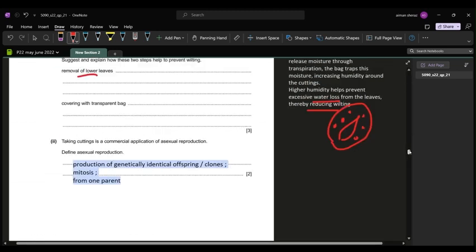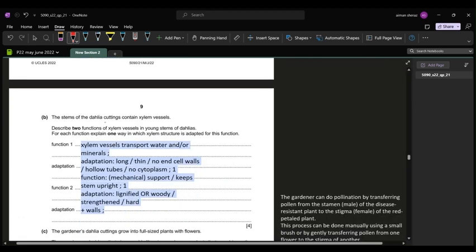Part 2. Taking cuttings is a commercial application of asexual reproduction. Define asexual reproduction. So asexual reproduction occurs from only one parent. There is no genetic variation, there is no fertilization. That means male gamete and female gamete do not fuse together. It is just from one parent. And they are genetically identical offspring. There is no genetic variation because the same genes are being used. So they are exact copies or clones of each other and this happens by mitosis.